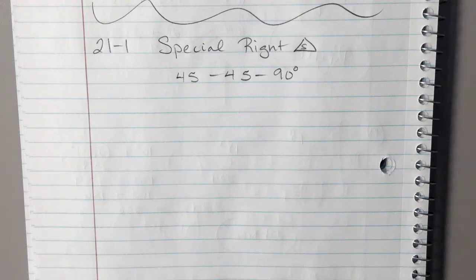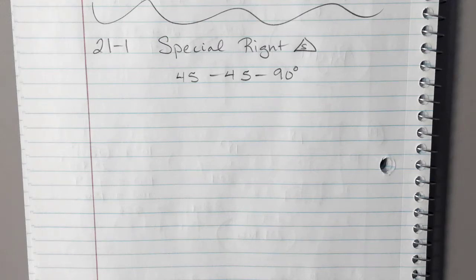Alrighty, so these are going to be our notes for section 21-1. We're going to blend together chapter 20 and 21, and then we are going to be taking our test the week right before spring break. So kind of keep that in the back of your mind. So section 21-1, special right triangles.